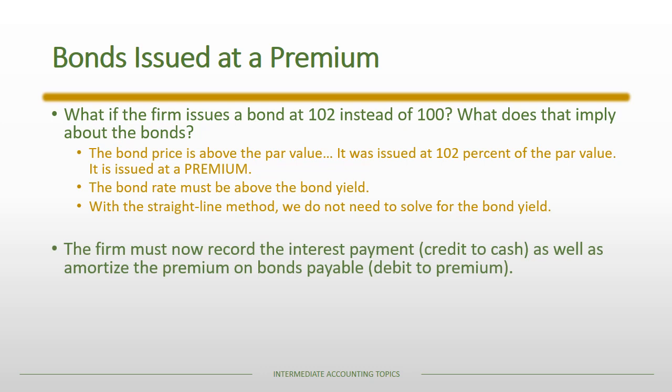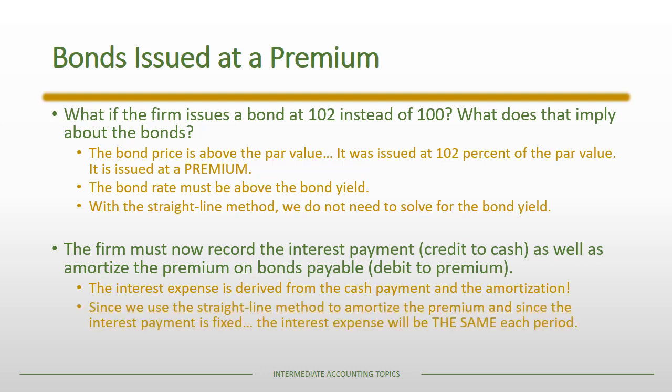So the firm has now recorded the interest payment, which of course is a credit to cash, and they also have to amortize the premium on the bonds payable, and that's going to be a debit to the premium. So the interest expense is going to be derived from the cash payment and from the amortization of the premium. And since we're using the straight line method to amortize the premium, and since the interest payment is fixed, it means that the interest expense is going to be the same in each period of the bond's life.